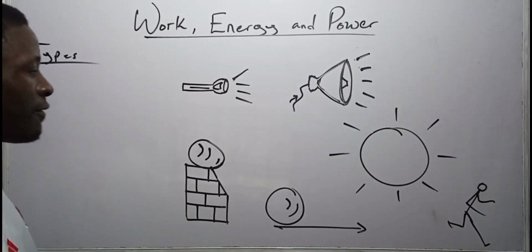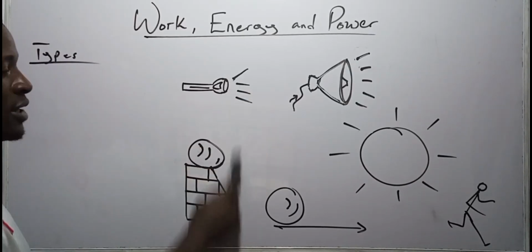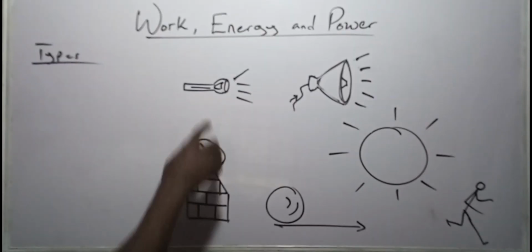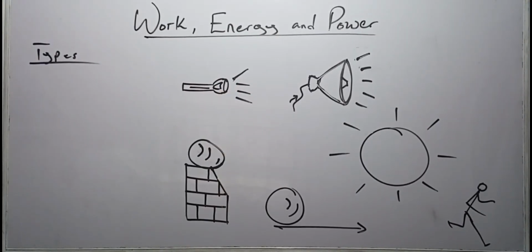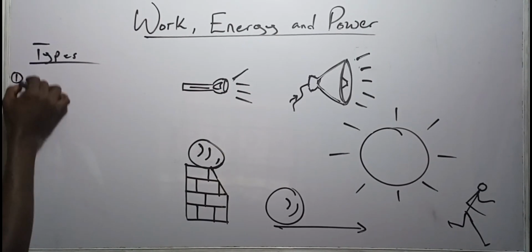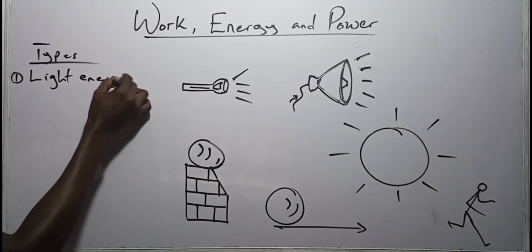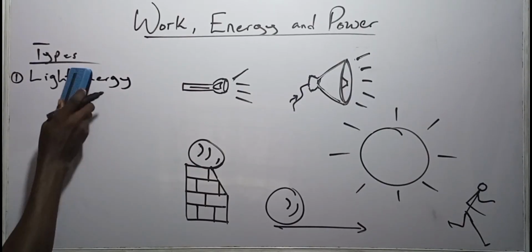So this one is a flashlight. As you can see, it's giving out light. The light that it's giving out is called, number one, light energy.